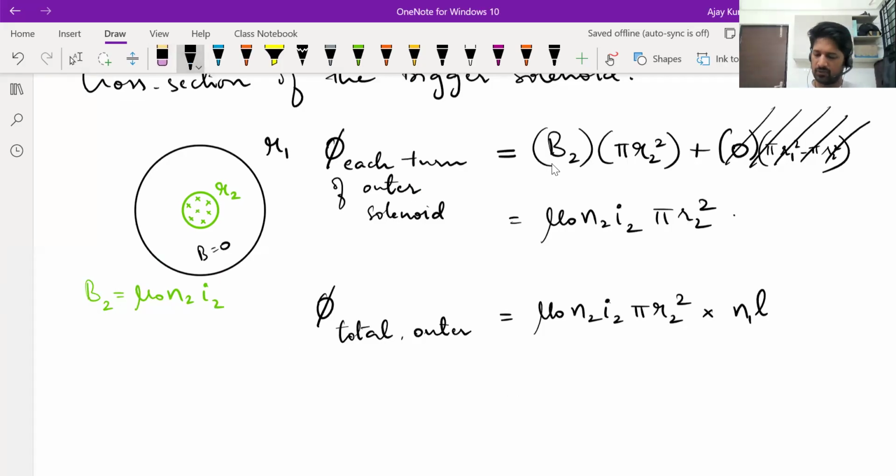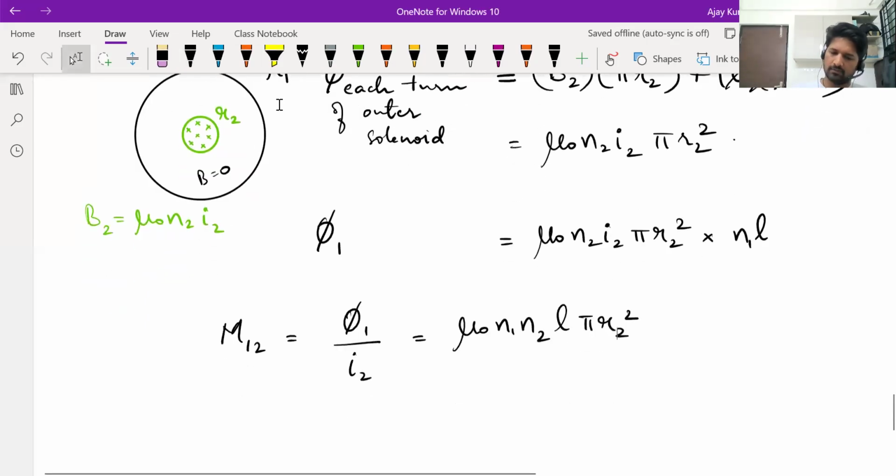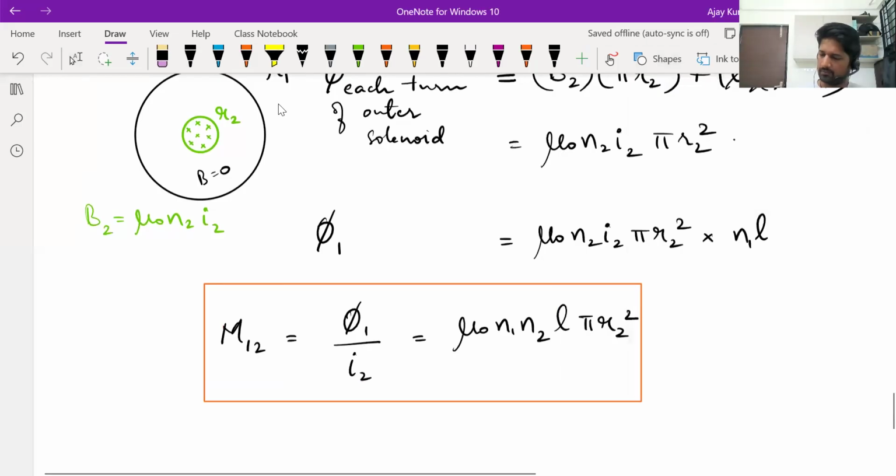Now we can express the mutual inductance. So this time it is, okay, I should have written phi1. Flux in the first coil due to current in the second coil. So this time we are getting phi1 divided by I2. You call that as M12, mutual inductance of first coil with respect to the second coil. And that becomes mu naught N1 N2 L pi R2 square itself. Once again, you get pi R2 square only. It doesn't depend on the bigger solenoid's radius R1.